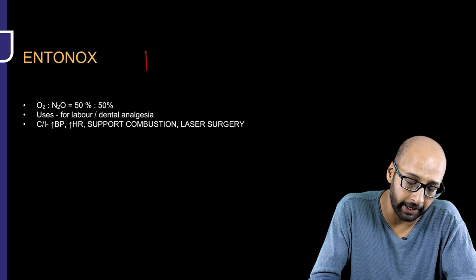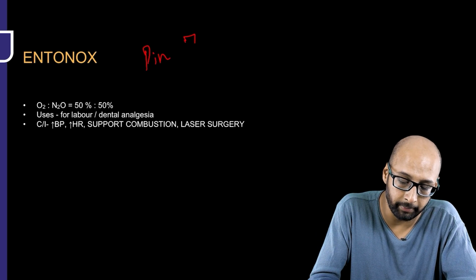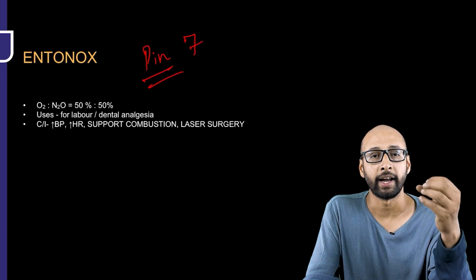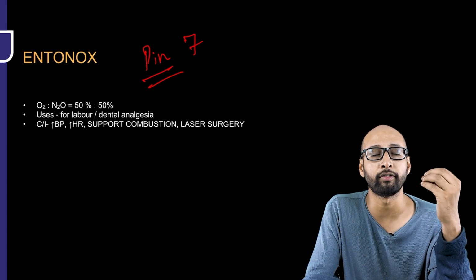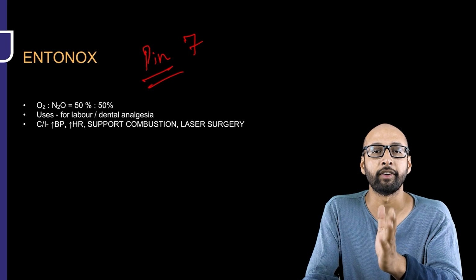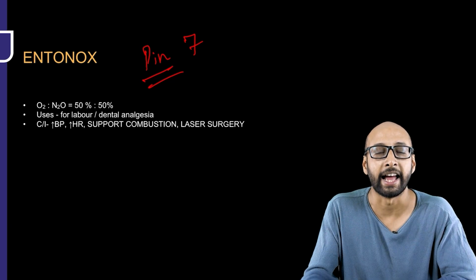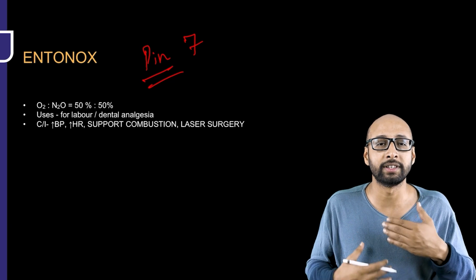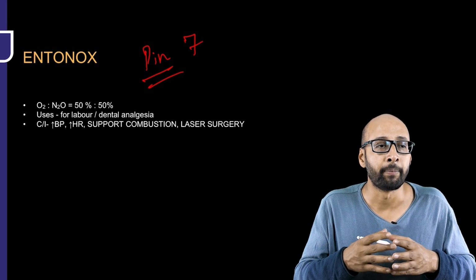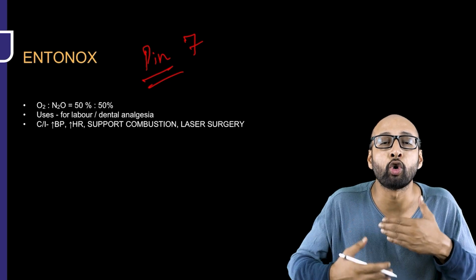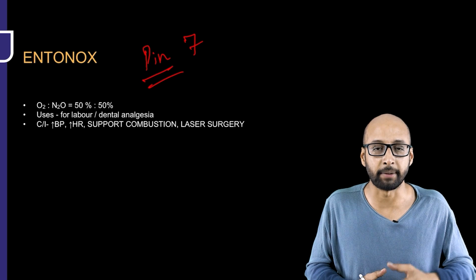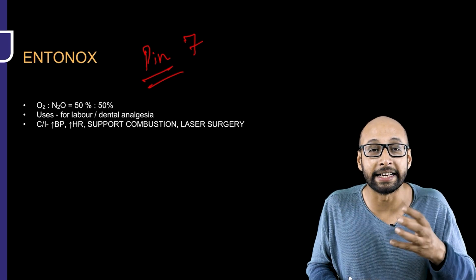Now, Entonox, again, pin index, you have to remember it as 7. Now, what is Entonox? Entonox is a combination of oxygen and nitrous oxide, in an equal ratio of 50% to 50%. And where do we use it? We use Entonox where we need to have more consciousness of the patient and to reduce the pain of the patient. That means it can be used in dental surgery.